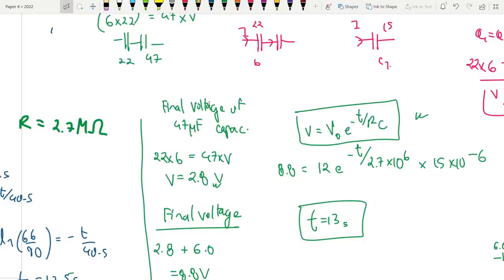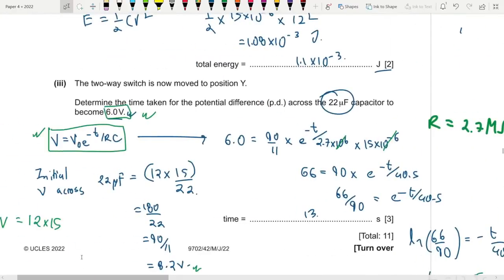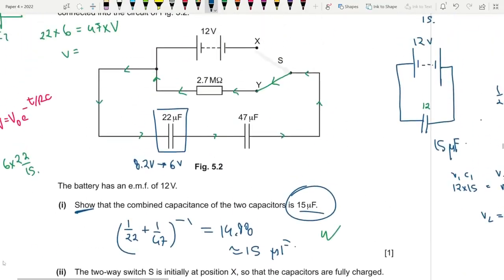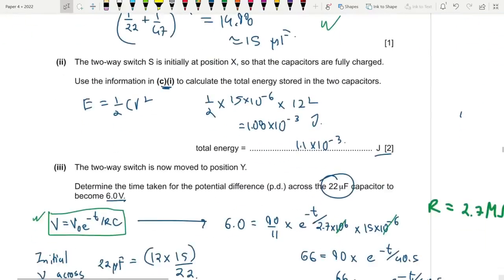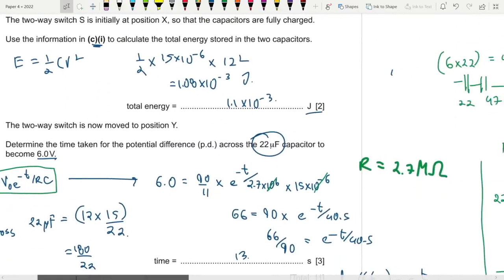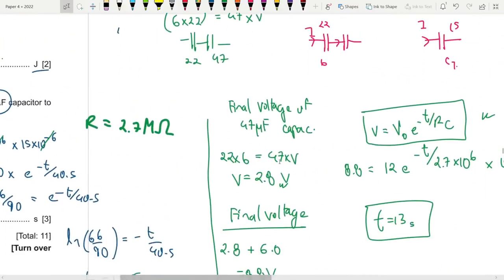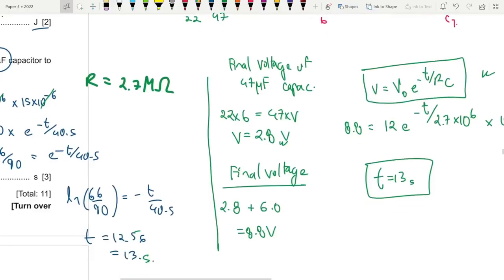22 times 6. Why can I do this, by the way? Because I am considering the time where the 22 microfarad capacitor has 6 volts. So it has a capacitance of 22. It's a series circuit, right? So the charge here will be the same as the charge here. We know that Q is equal to CV. So we can say that 22 times 6 is equal to 47 times a certain voltage, because it's a series circuit and charge is conserved, right? So I did that. 22 times 6 equals 47 times V. We end up with a voltage of 2.8.